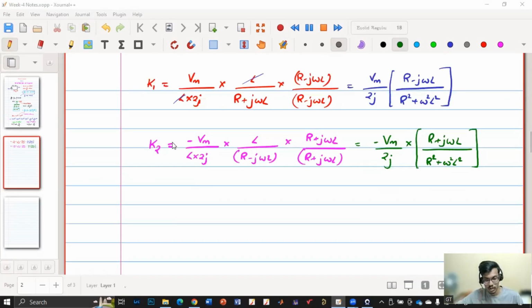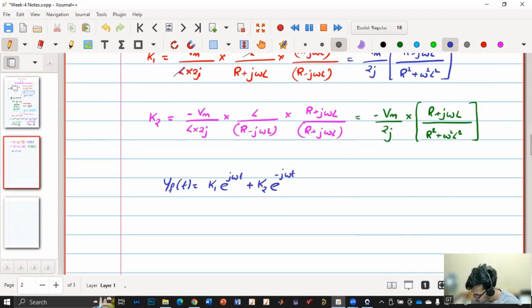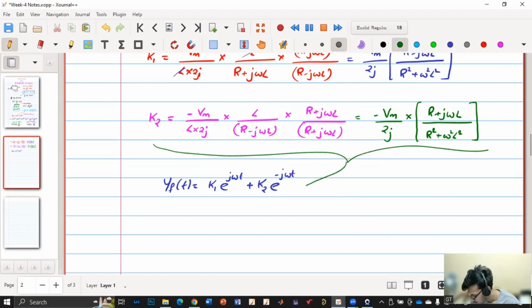Now I will go back to my original forced response equation, which is yf of t is equal to K1 into e to the power j omega t plus K2 into e to the power minus j omega t. So now you substitute these equations. Whatever we have gotten here, you substitute K1, K2.